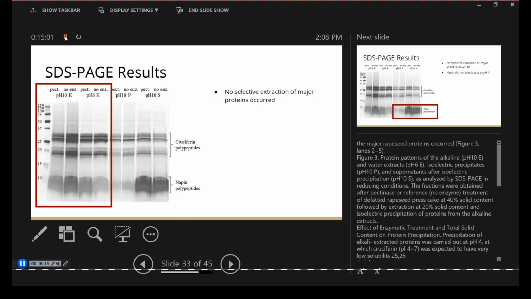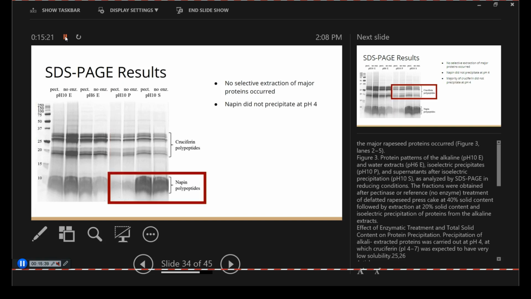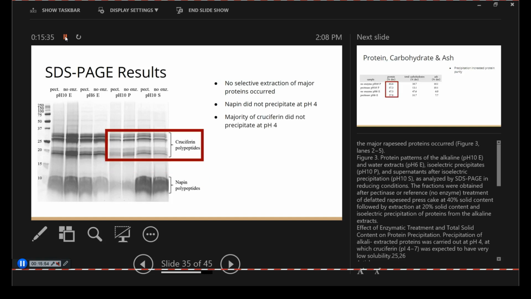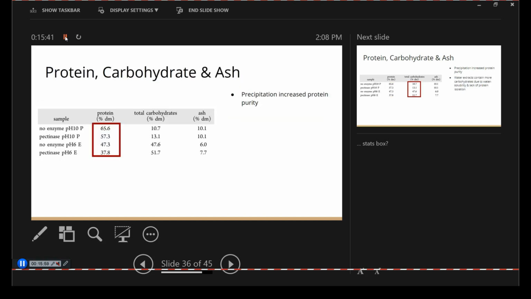Looking at the SDS-PAGE or protein profiles, looking at the comparison of the pH 6 and the pH 10 extracts, there was no selective extraction of major proteins that occurred, meaning that at the alkaline pHs we still saw napin and cruciferin bands as well as in the water extracts. Looking now at the protein precipitates versus the supernatant that it was precipitated from, the napin did not precipitate at pH 4, as well as we still see a large abundance of cruciferin bands in the supernatant that were left.